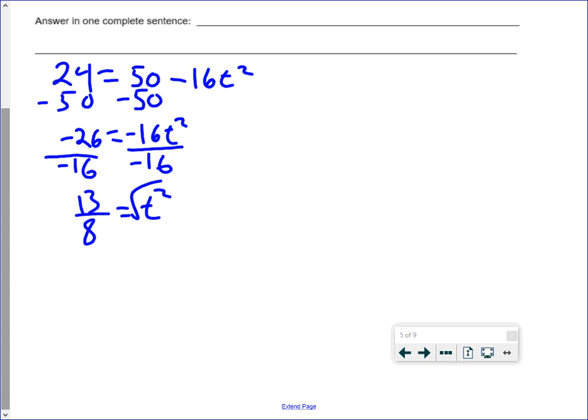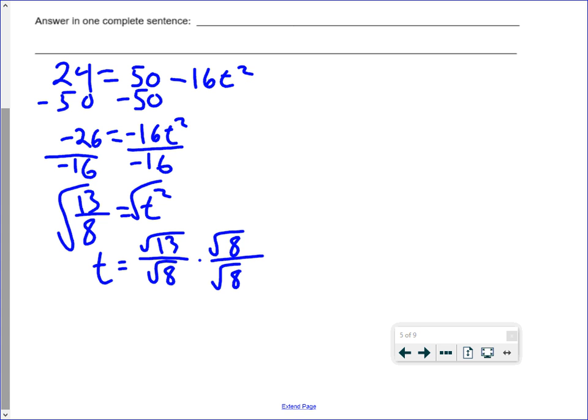So we're going to go ahead and take the square root of both sides, and we get t. I'm just going to flip it over to the left side: square root of 13 all over the square root of 8. We can't have that square root of 8 in the bottom, so I'm going to go ahead and multiply the top and the bottom by square root of 8, and we're left with square root of 8 multiplied by square root of 13 all over square root of 8 times square root of 8 is just 8, because the square root of 8 times the square root of 8 is square root of 64. The square root of 64 is 8.